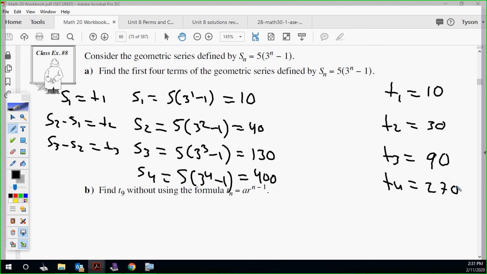Find T9 without using the formula. That means they want you to use S of n, so S of 9 minus S of 8. That's what they're asking you to do. They say without using the general term. So S of 9 is 5 times 3 to the 9th minus 1, minus 5 times 3 to the 8th minus 1. That gets you kind of big numbers here.